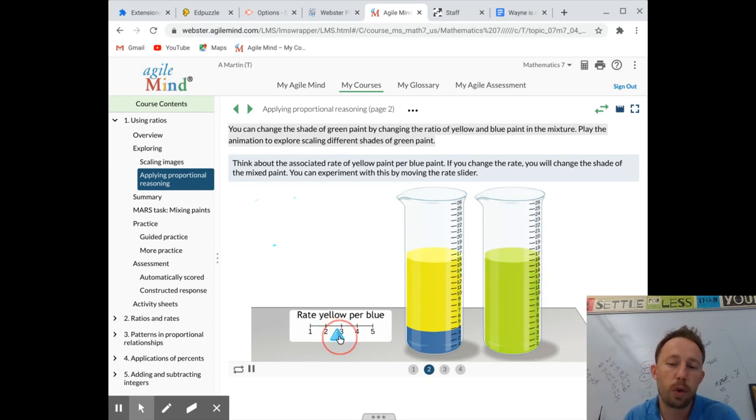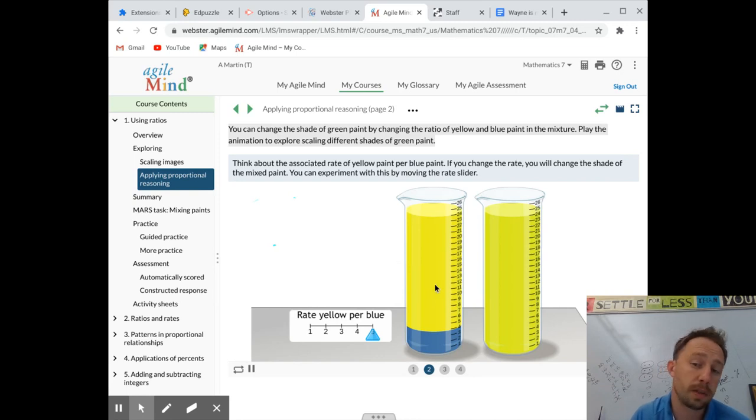So if we have 3 parts of yellow to 1 part of blue, what's happening now? It's still getting lighter. That's right. It's getting lighter and lighter. And eventually, when you get to 5 parts to 1 part, it is almost the same shade of yellow that it was by itself. So what you should notice is every time that we move that rate up, what's happening to the paint? It's getting lighter. That's right. So it's affecting the color by getting lighter and lighter.